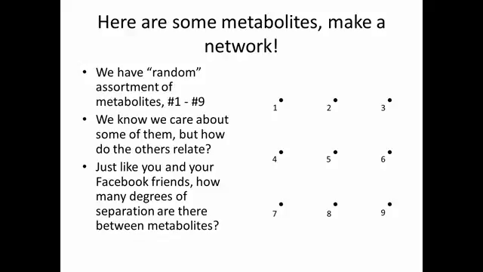Let's look at some metabolites. So we have a random assortment of metabolites here. We'll just call them number 1 through number 9. We know that we care about some of them. One of them might be our product. One of them might be the substrate that gets us to our product. But how do the others relate?